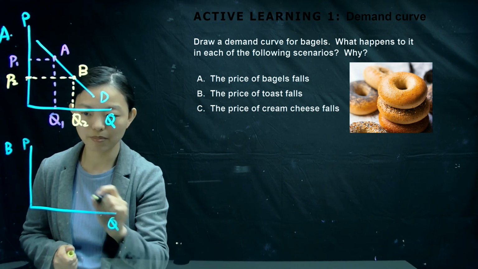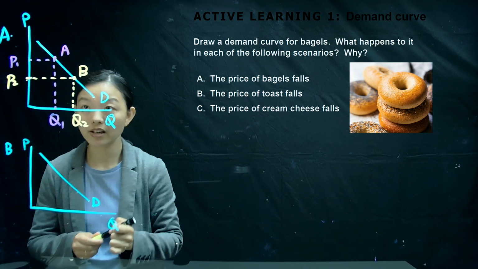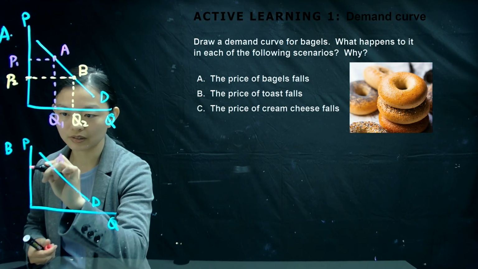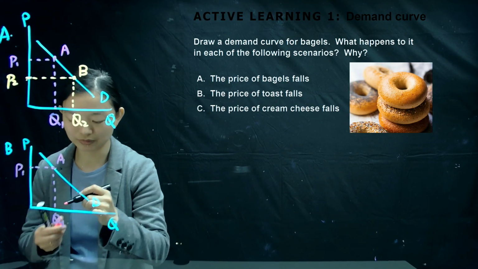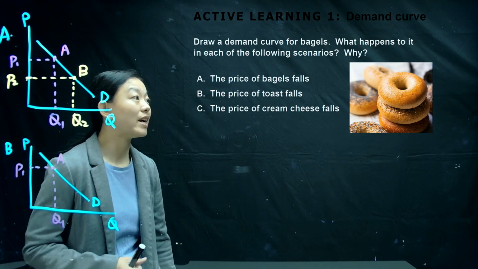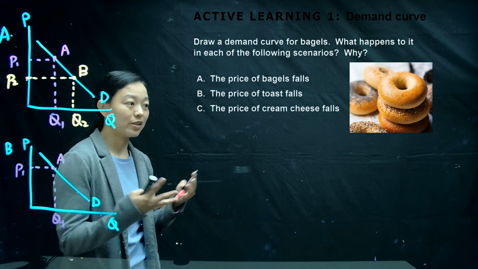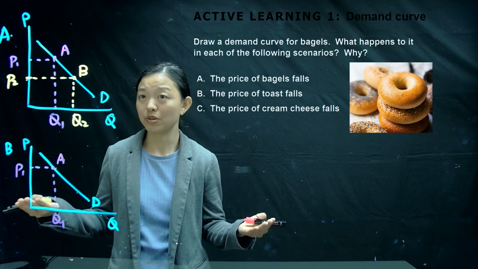Now let's look at scenario B, what will happen. Price, demand. This is the demand curve for bagel. And we have the original point, okay? Point A. The price of a bagel, P1, the quantity of the bagel, Q1. Now it says the price of the toast decreases. Toast and bagel, what's the relationship between toast and bagel? We can treat them as substitutes, right?